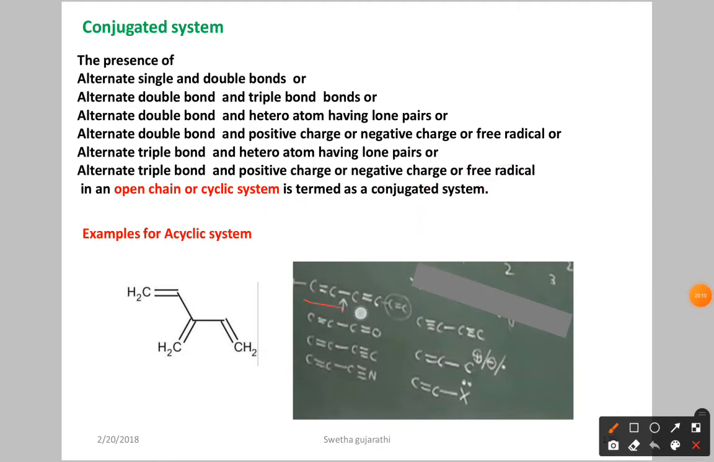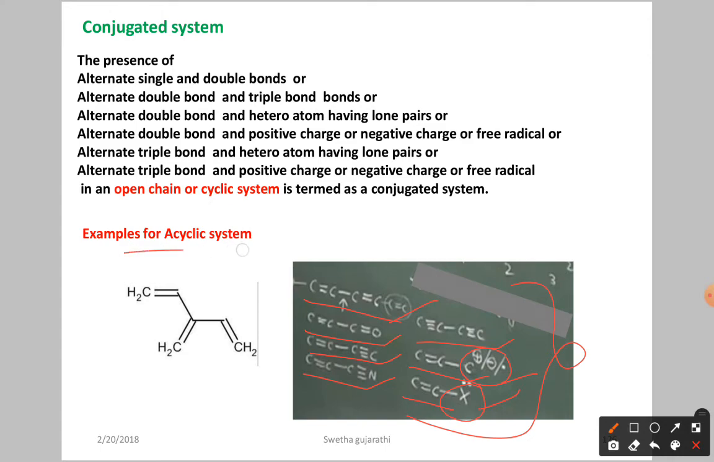Here you can see alternate carbon-carbon double bonds. Here again we have alternate double bonds. Here alternate double bond and triple bond, again double bond and triple bond, and here alternate triple bonds. Here we have a double bond with either a carbon positive, negative, or free radical, and a double bond with a heteroatom. So all of this indicates a molecule in conjugation.